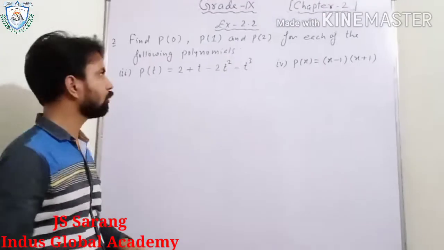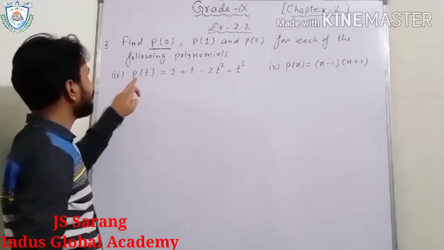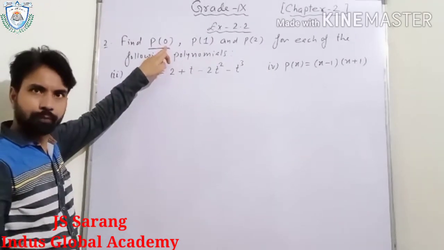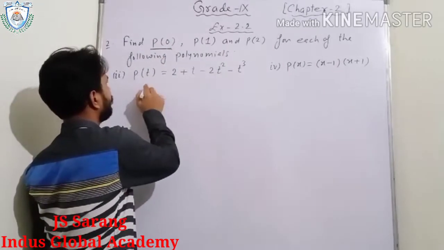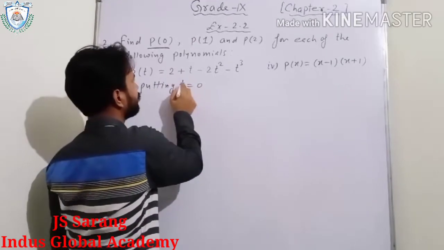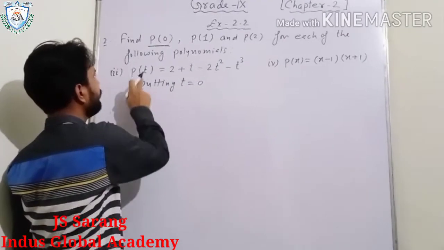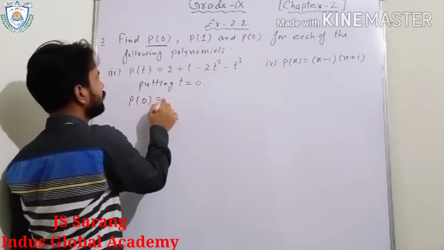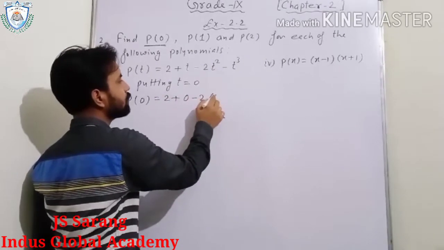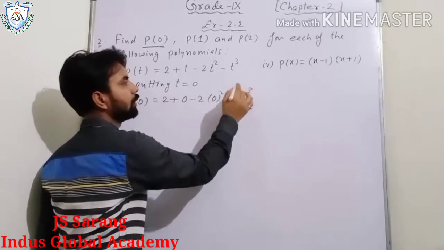So what we have to do? This is also very simple question. If we want to find the value of p0, that means in place of t, we will have to substitute what? That is 0. Clear? So you have to write here, putting t equal to 0. If you put t equal to 0, then what you will get? P in place of t, that is 0, equal to 2 plus t, 0, minus 2 into t square means 0 square, minus t cube means 0 cube.